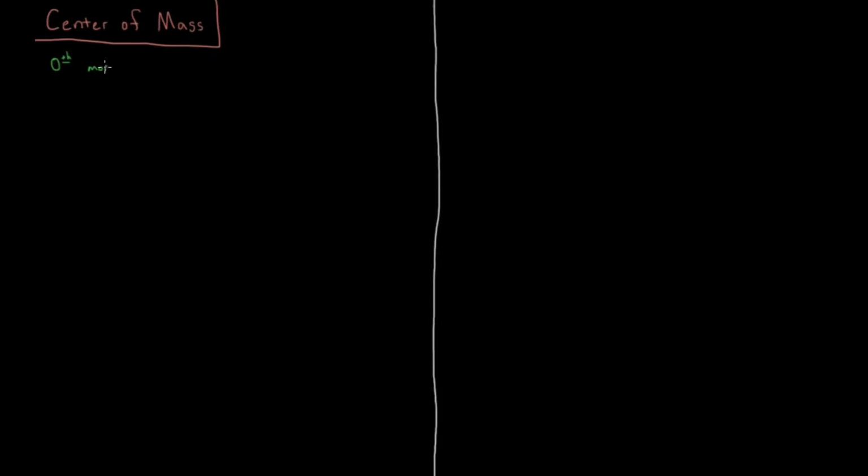So the so-called zeroth moment of mass would just be the total mass. Being the zeroth moment, that is what we would call a rank zero tensor or a scalar value. So it's just a regular number. And the total mass just measures the resistance to force or resistance to acceleration of a given object.